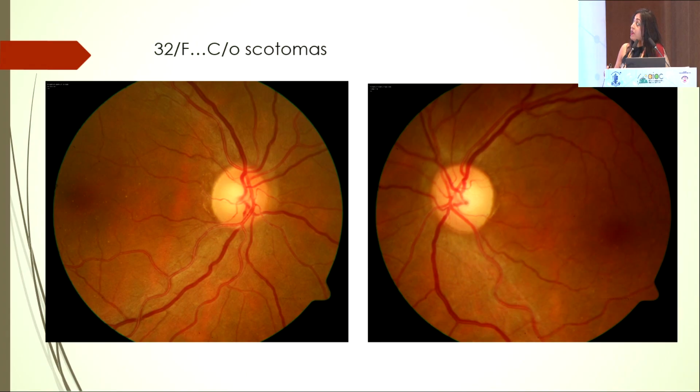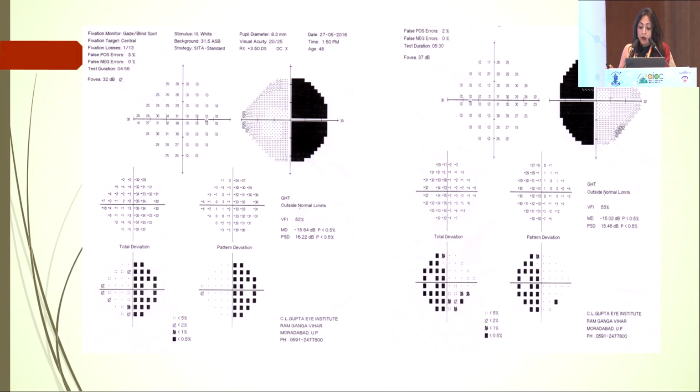A 32-year-old female came to the clinic with complaints of scotomas. If you actually look at the disc, these look absolutely normal. But this was what we found on the fields. The patient was actually operated for pituitary adenoma. So again, always correlate everything: the history, the findings, the examination, everything.